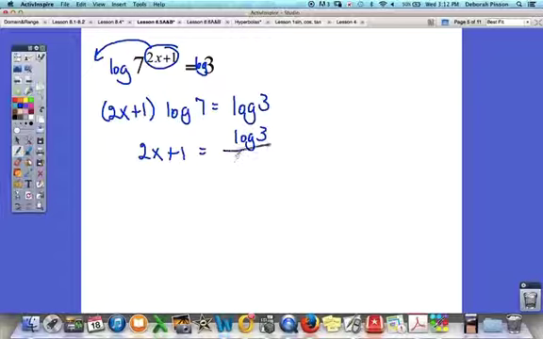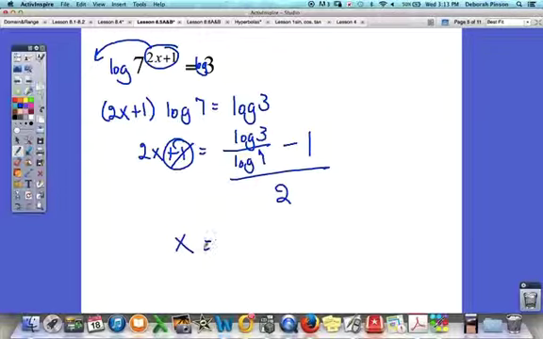Now I want you to notice these are 2 separate logs here, a log on the top, log on the bottom. It's not the same as log of 3/7. It just doesn't work that way, so make sure you have log both places. Now I'm going to subtract 1 and divide by 2. That'll give me my x value.